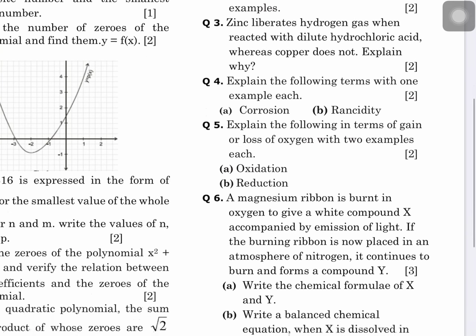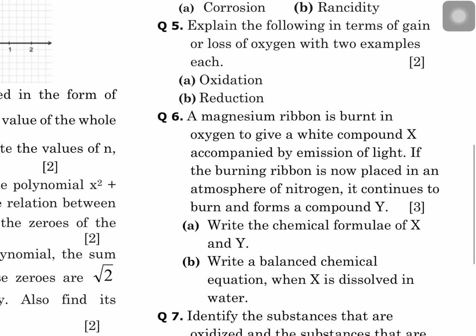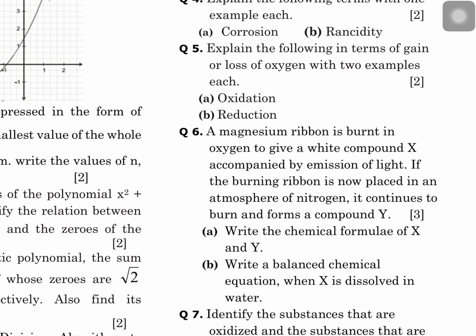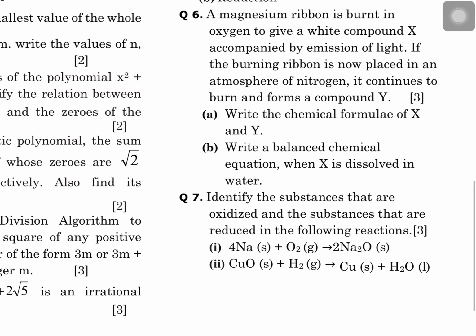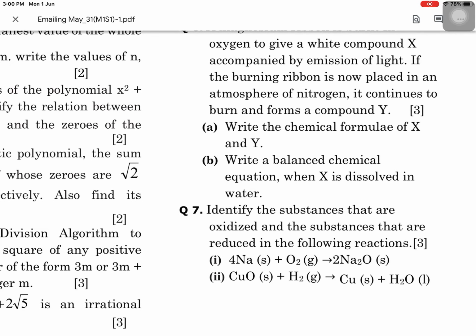And question number 6 is also there. A magnesium ribbon is burnt in oxygen to give a white compound. Can you write this? We'll try to solve these questions. Question numbers 6 and 7, you will solve these. I shall ask about these 2 questions tomorrow.